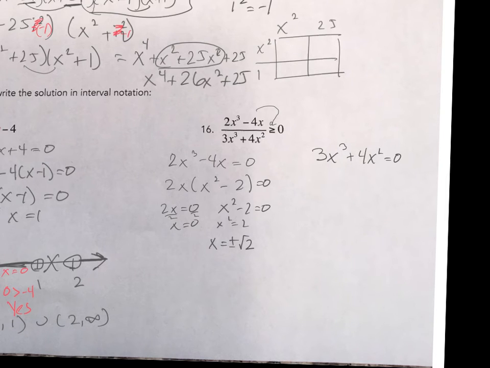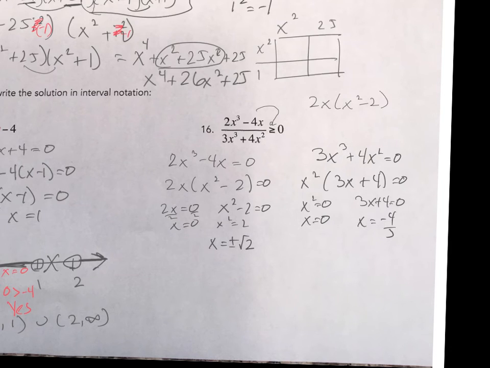You take out what they have in common, which is x squared, leaves you with 3x plus 4. Now when you do this, we get x squared equals 0, so we get x equals 0. We also have 3x plus 4 equals 0. Now in terms of what's happening with this, if you think about our numerator and our denominator, 2x times x squared minus 2, and the denominator was x squared times 3x plus 4. We do have a hole, because this cancels.